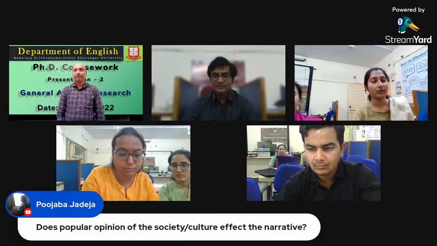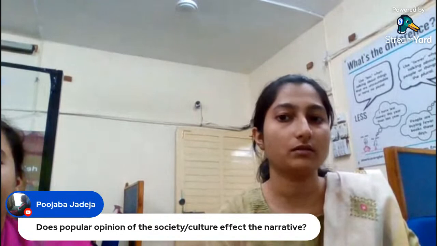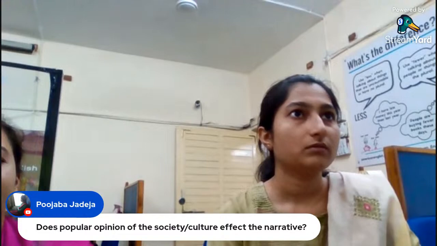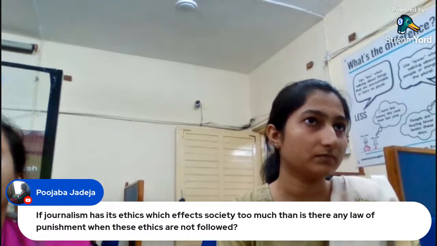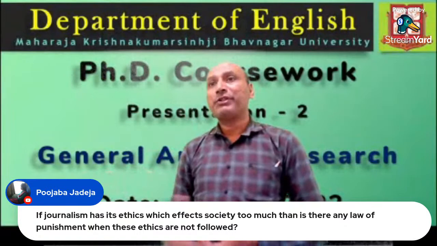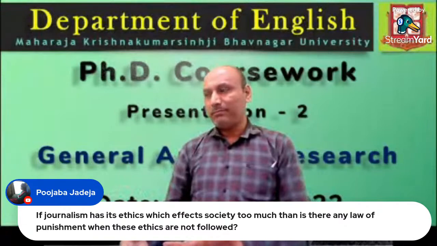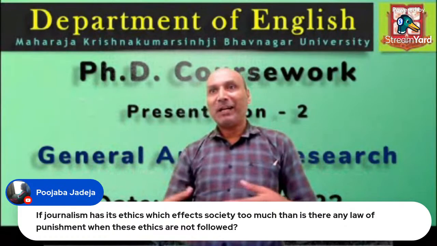My question is, if journalism has its own ethics which are supposed to be followed by journalists, then is there any law of punishment if these ethics are broken by journalists? Yeah, there is. Just like in plagiarism we have discussed, they might get defamed as well as lose the job. So in journalism also there is. But in some situations there is a kind of you-scratch-my-back situation when there are personal gains.